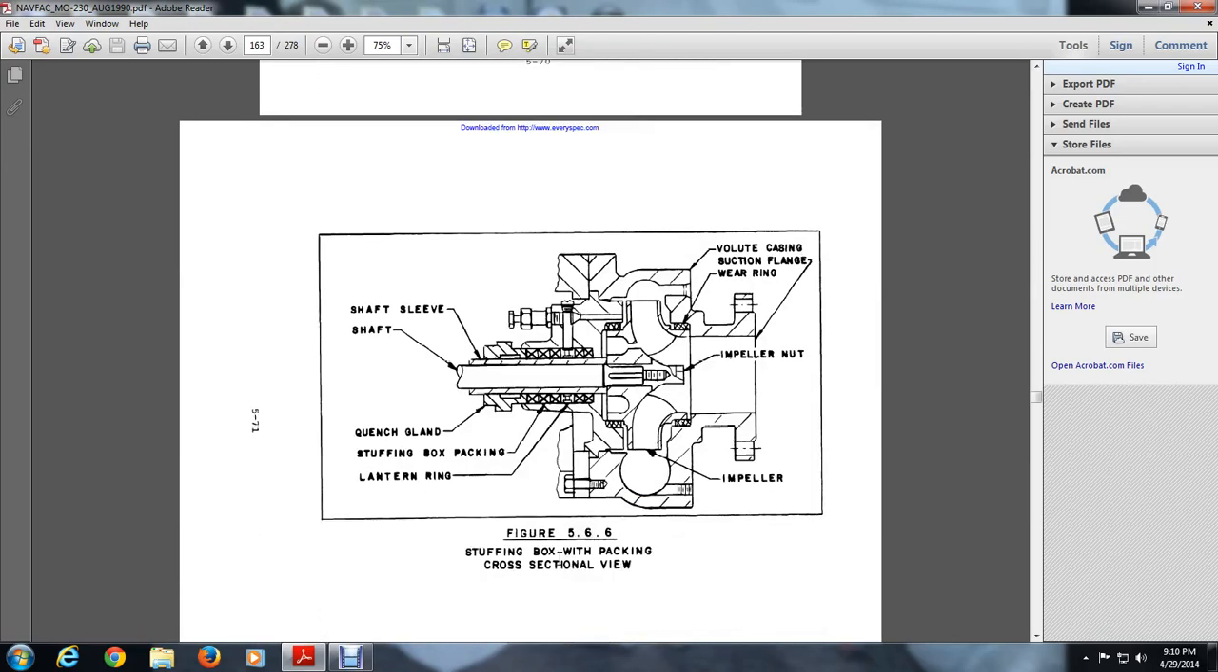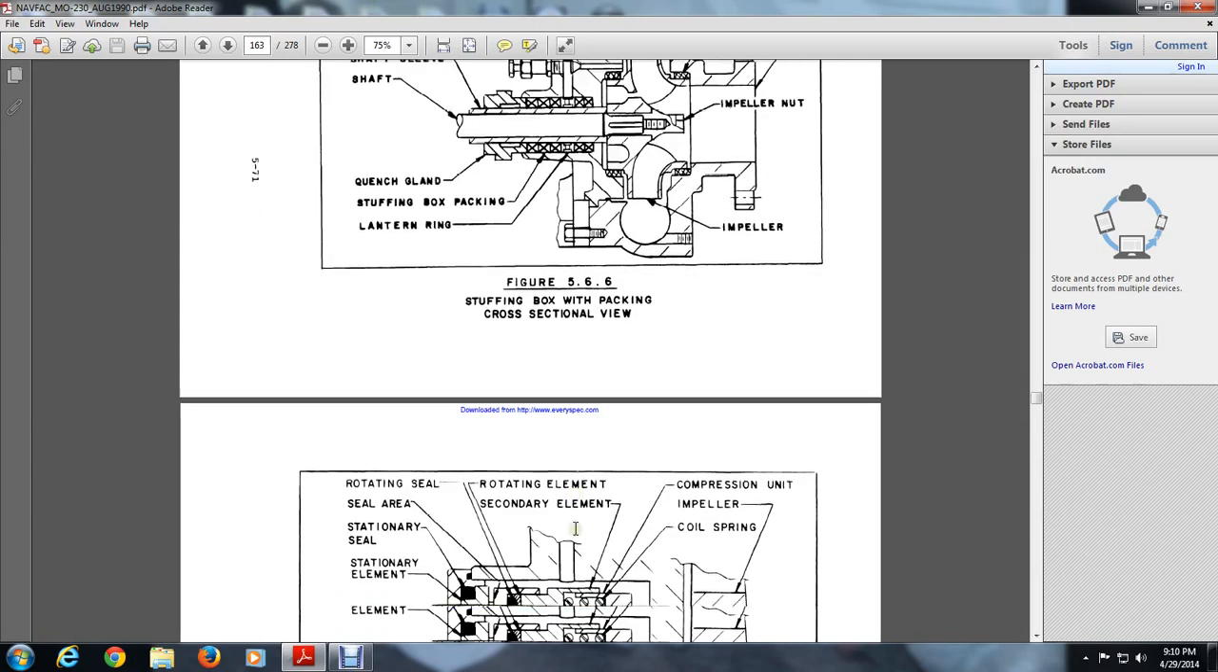Here you see a stuffing box with packing in a cross sectional view. You see a shaft sleeve, a shaft, a quenching gland, a stuffing box, packing, and a lantern ring, which is this little thing right here. Also an impeller nut, an impeller, a volute casing, and a suction flange wearing ring.